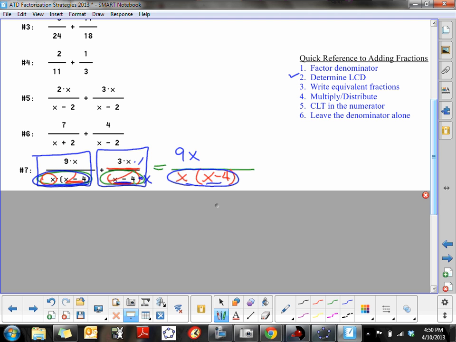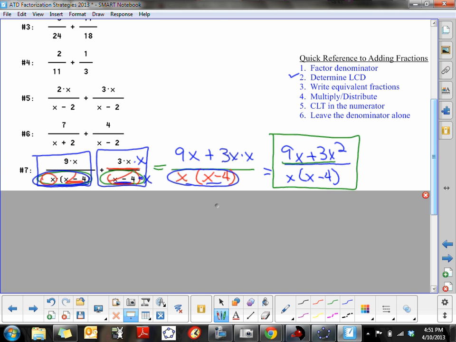So then I multiply the top times x as well. So I got plus 3 times x times x. I can write it out that way. Or what we have is 9x plus 3x squared all over x times x minus 4. Since these are not like terms in the numerator, this is our final answer. Those aren't like terms. Our final answer looks like this. Leave your denominator in factored form.